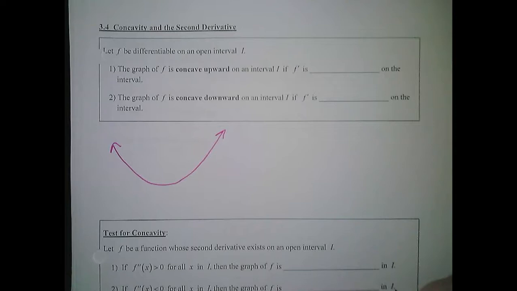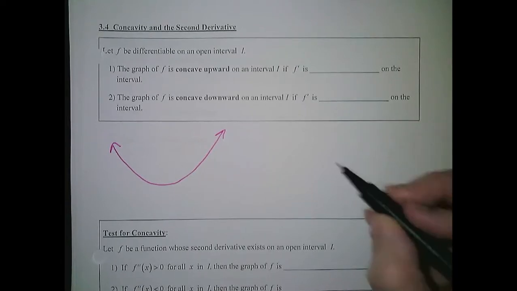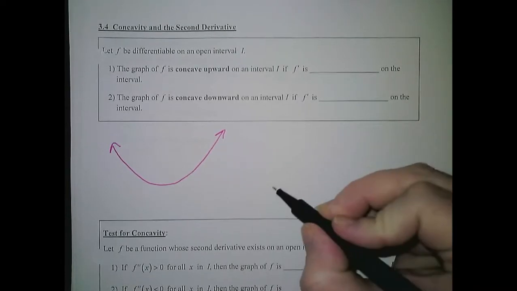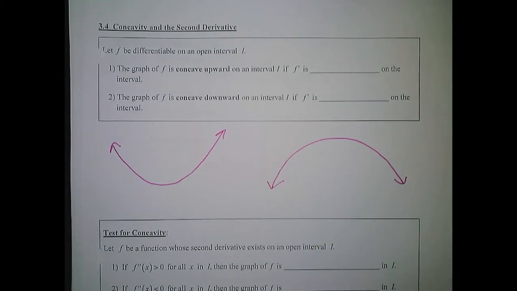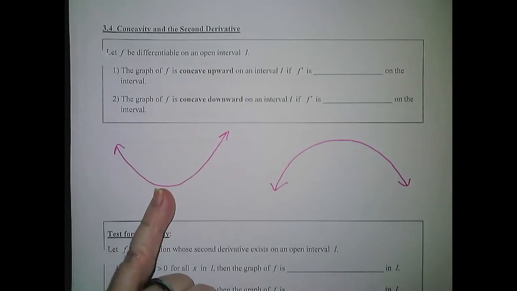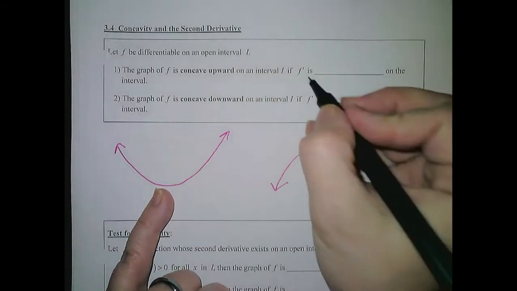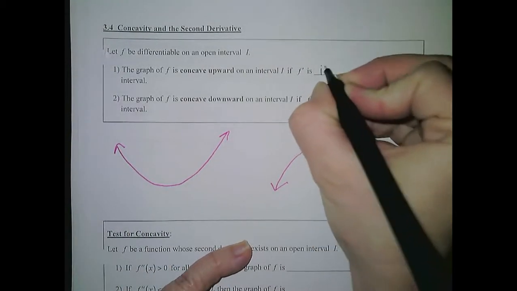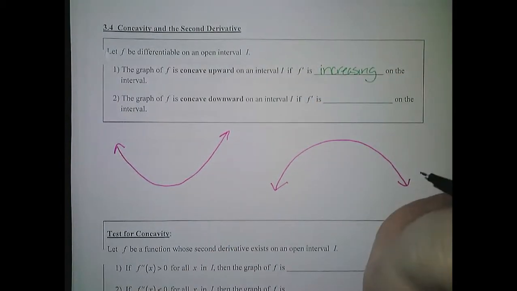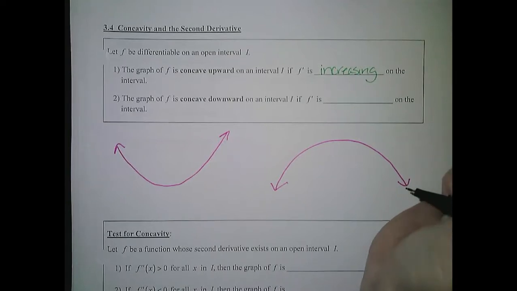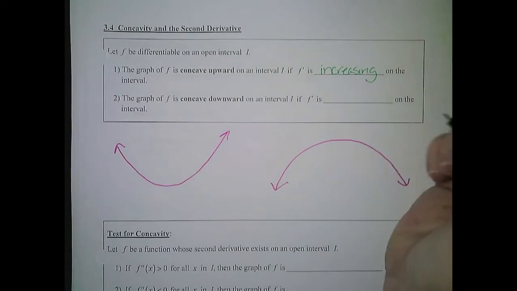And when we say it's concave down or concave downward, then we're saying that the graph is curved downward. So if f is a differentiable function on some open interval I, then we say that the graph of f is concave upward on that interval if the derivative of f is increasing on that interval. And we say that the graph of f is concave downward on that interval if the derivative of f is decreasing on that interval.